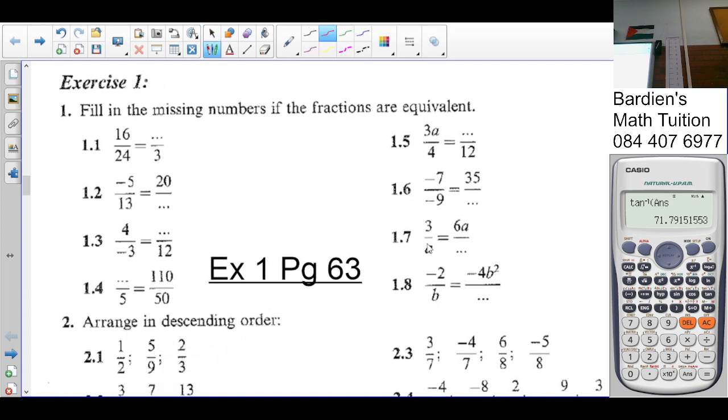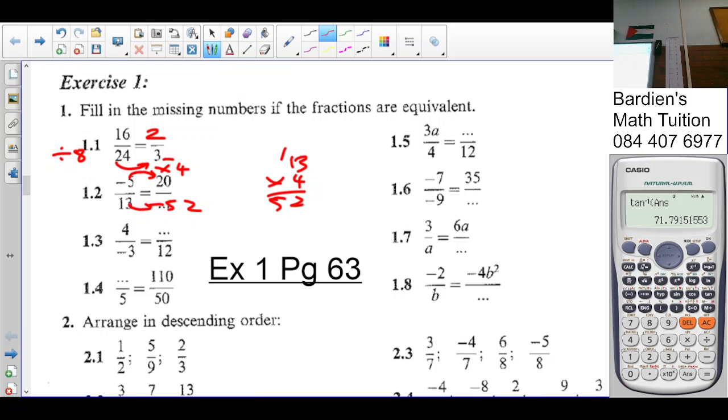So, for number 1, fill in the missing numbers if the fractions are equivalent. So what is missing in number 1.1? 2. How do we get from 2? I divide by 8. Not so? Right, 1.2. You multiply that by negative 4. Not so? So 13 multiplied by negative 4. 13 times 4 is 52. So it's negative 52. You all agree with that?